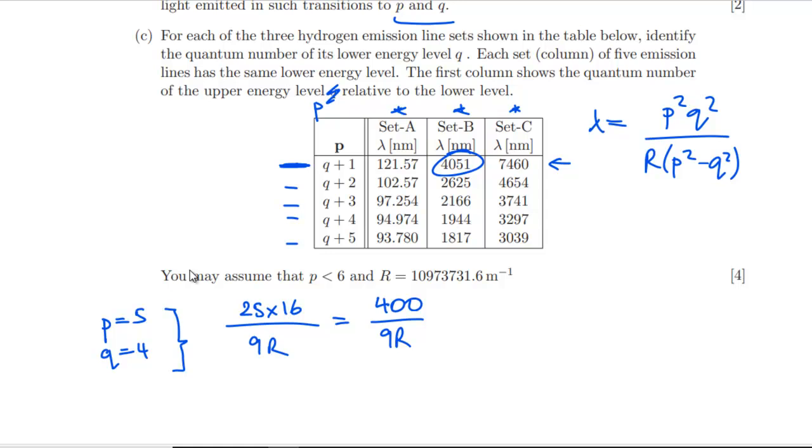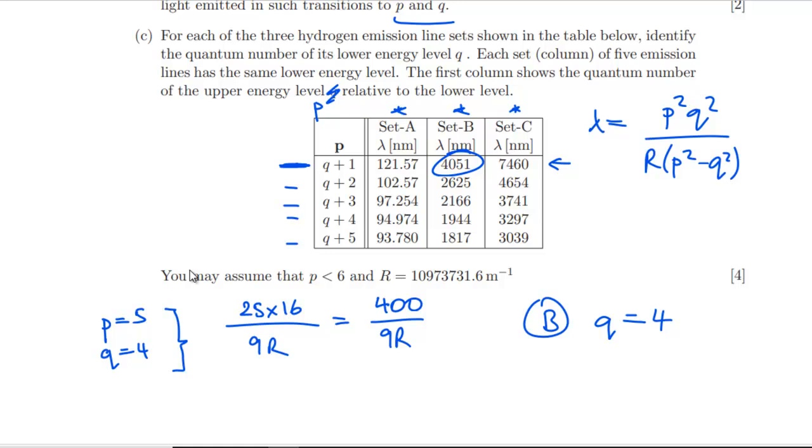So what do we want? We want to relate, assume that, first column shows that. Identify the quantum number of its lower energy level Q. Right, so for B, we've got Q equals 4.